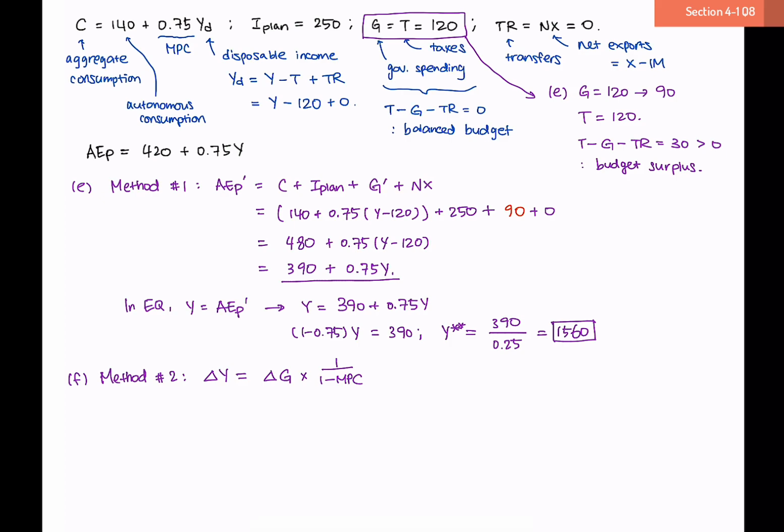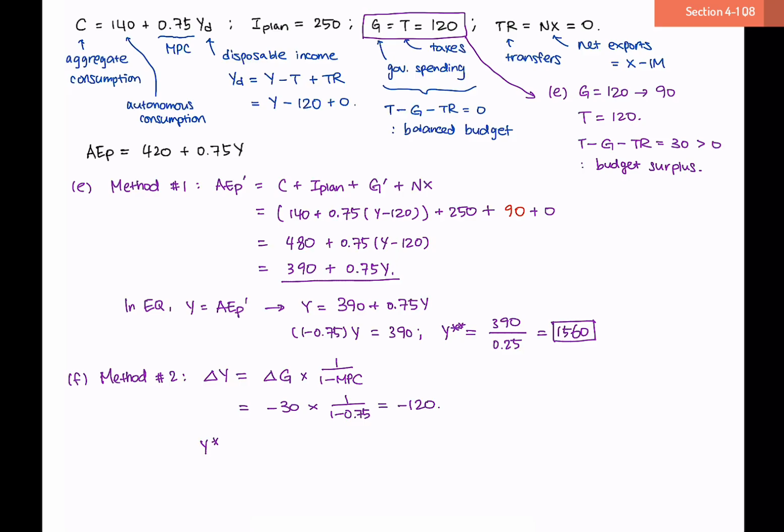The change in our government spending is a fall by 30, so the change in government spending, delta G, is -30. We'll multiply that by the spending multiplier of 1 over 1 minus 0.75, which is 4, which gives us the total change of output of -120. So the total change in our output is a fall in output by 120.